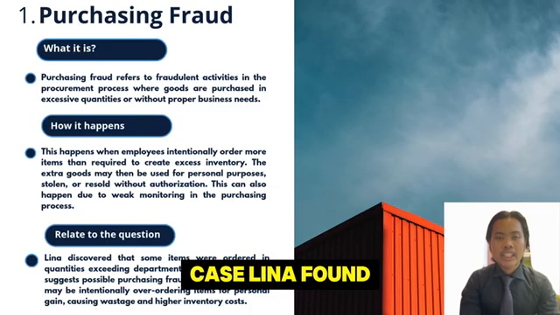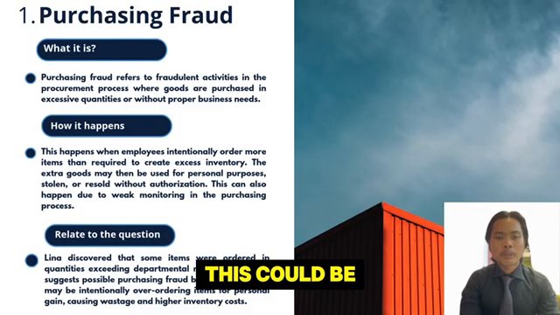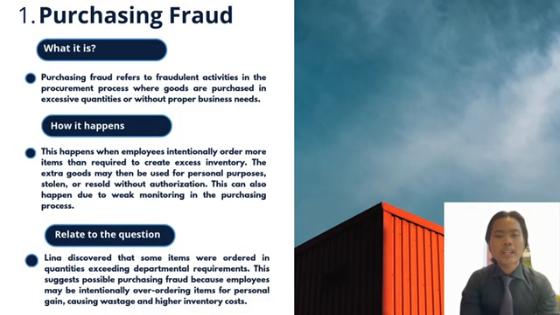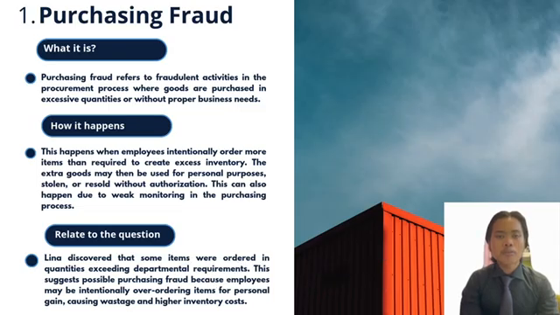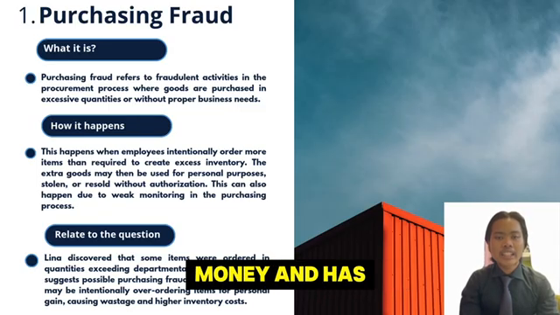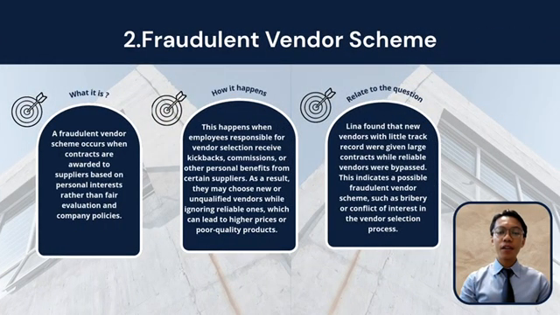Related to this case, Lina found that some items were ordered in larger quantities than the departments needed. This could be purchasing fraud because someone may be ordering extra items for personal benefit. As a result, the company wastes money and has unnecessary inventory. Let's move on to number 2, which is fraudulent vendor scheme.